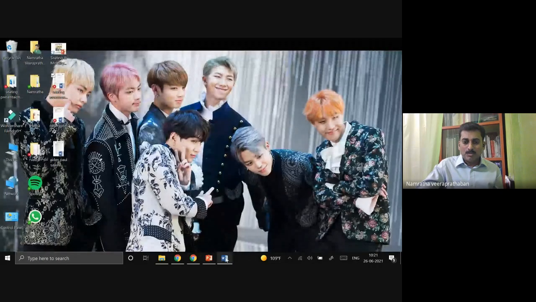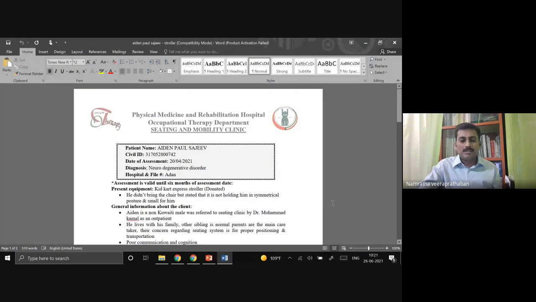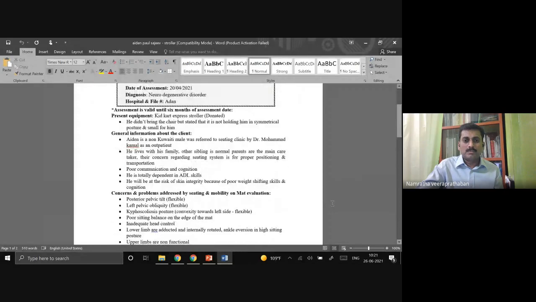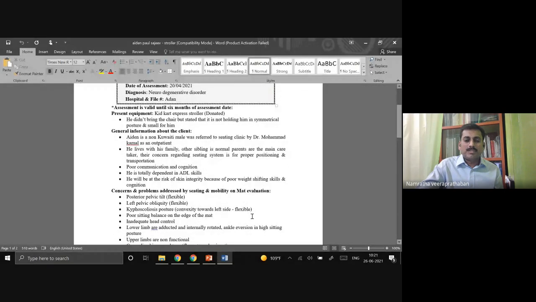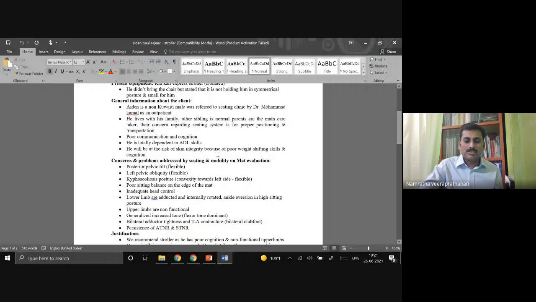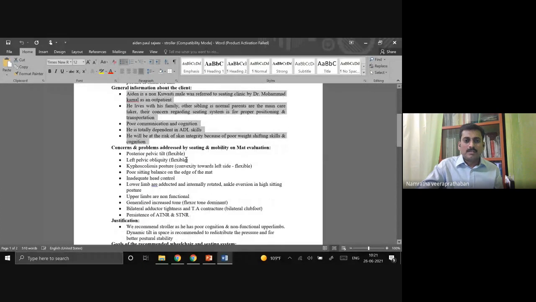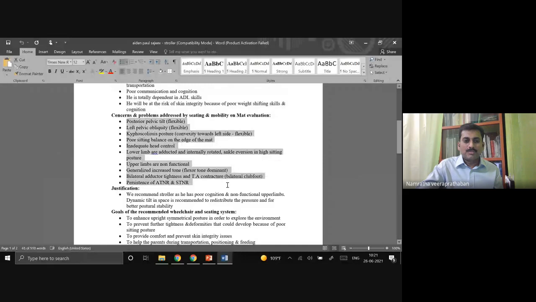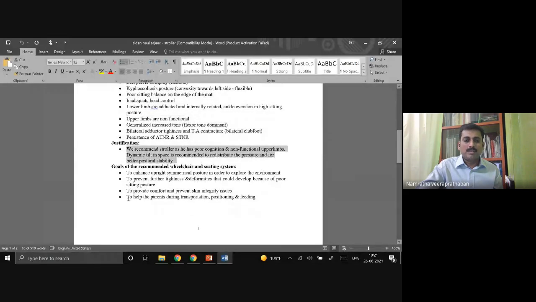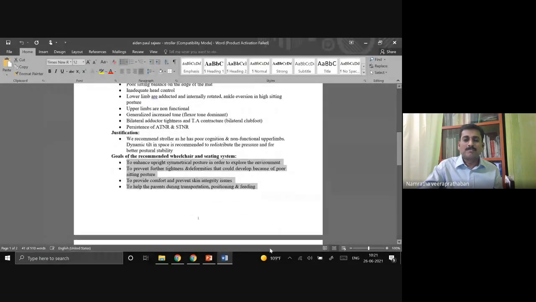I will show you one model report, how it looks. This is one model report. The first page, as I said, is all about the patient information and postural analysis. General information is here, and this is our postural analysis. And this is my justification. And this is my goals for the patient.